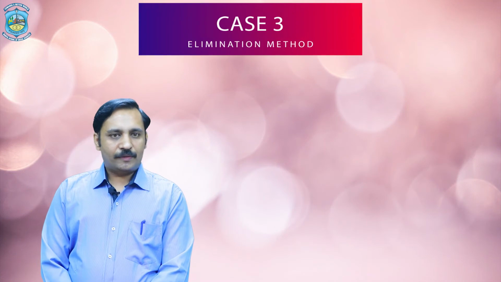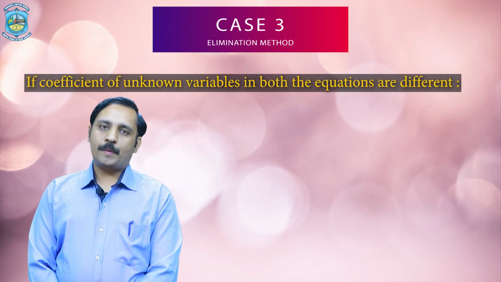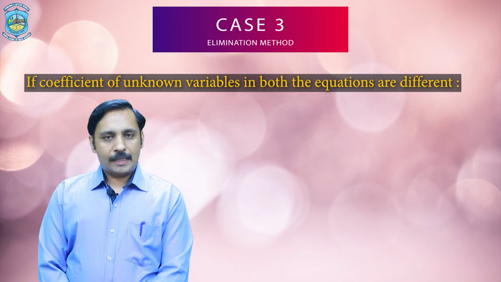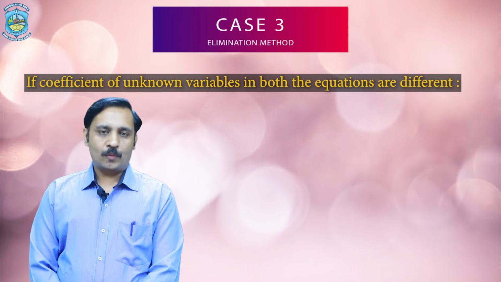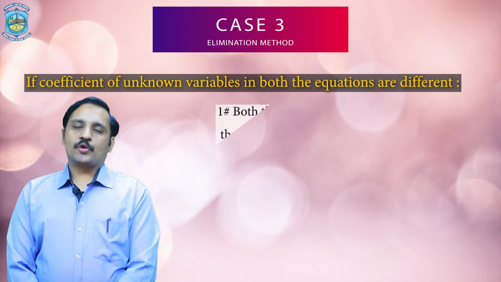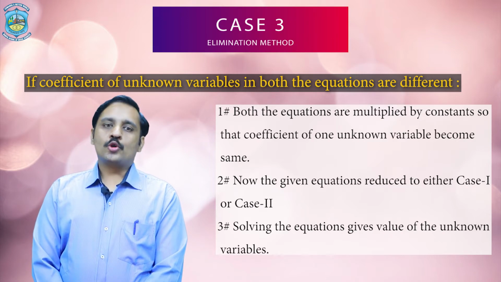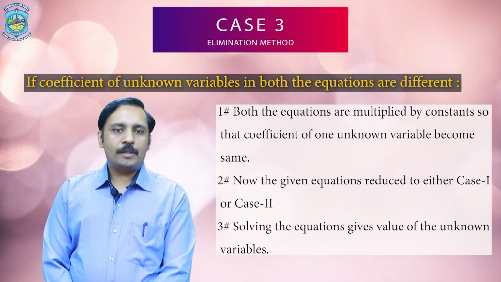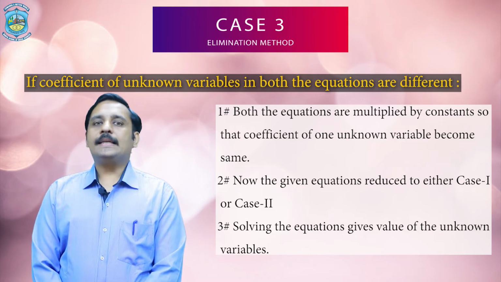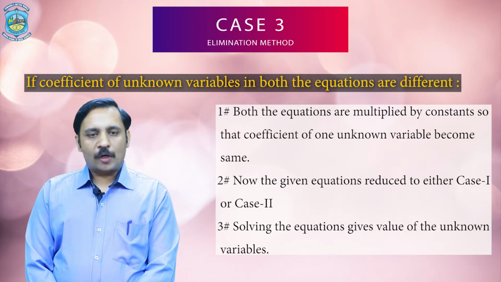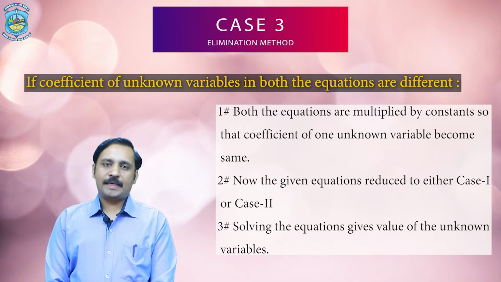Now we come to case number 3, in which the coefficients of unknown variables in both the equations are different. This is an important case as most of the problems in simultaneous equations occur in this form only. For the solution, both the equations are multiplied by constants so that the coefficient of one unknown variable becomes the same. Now the given equations reduce to either case number 1 or case number 2. Solving the equations gives the values of the unknown variables. Now let us see this with an example.